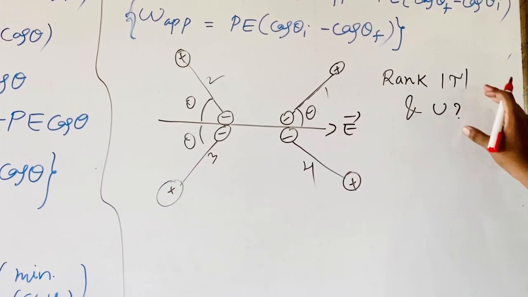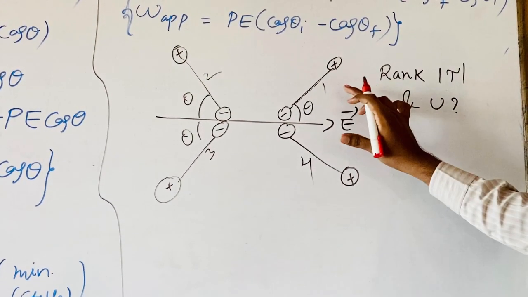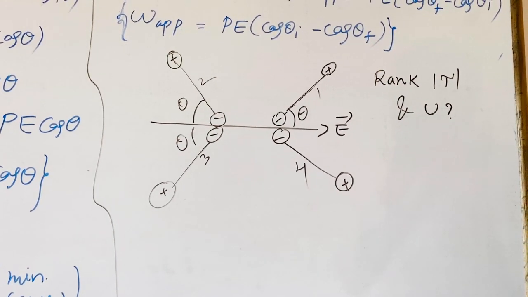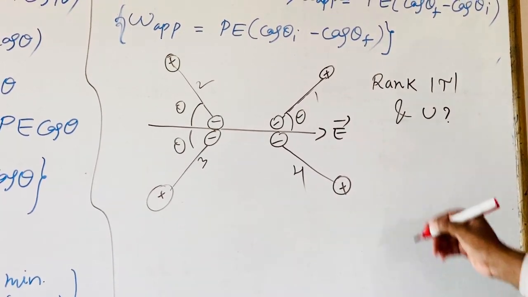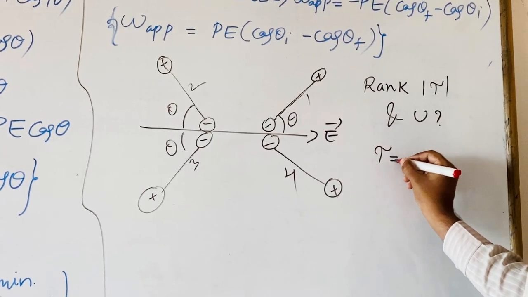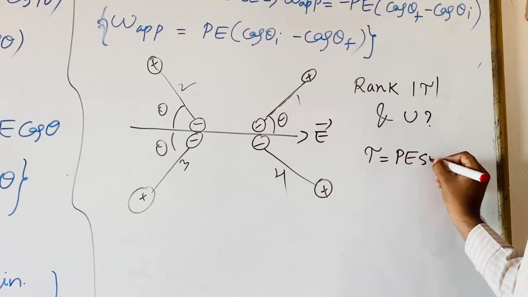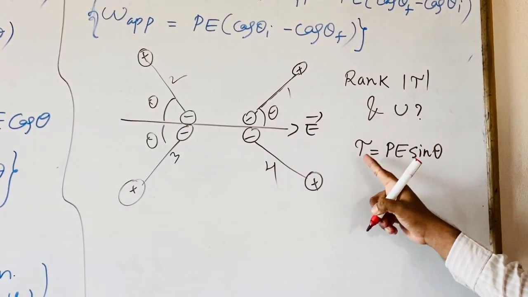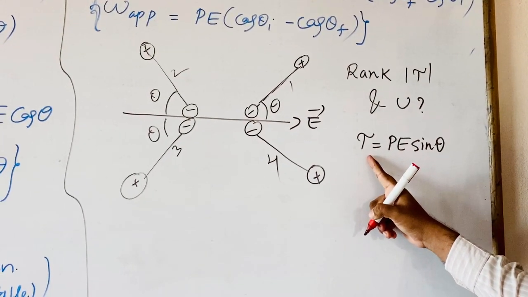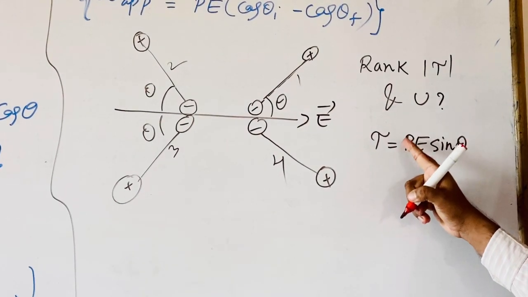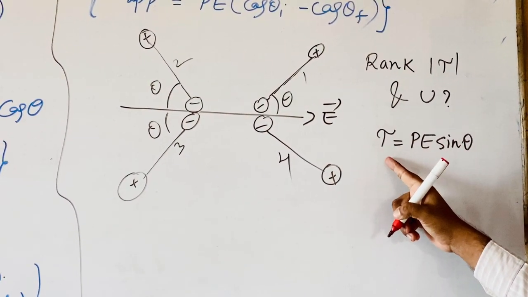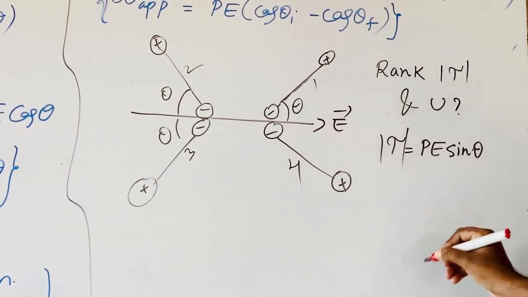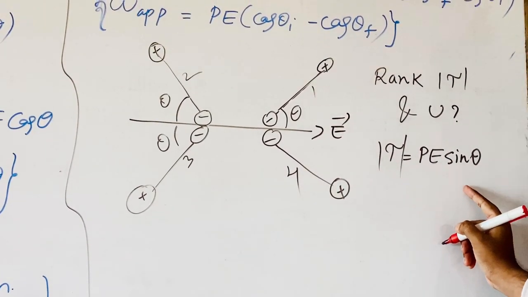What is the magnitude of the torque exerted by the applied force? What is the formula for the torque that we studied? Tau is equal to P sin theta. This P sin theta includes a minus sign when the torque is responsible for clockwise motion, otherwise a plus sign when the torque is responsible for anti-clockwise motion. Suppose I am taking the magnitude, this value is always P sin theta.